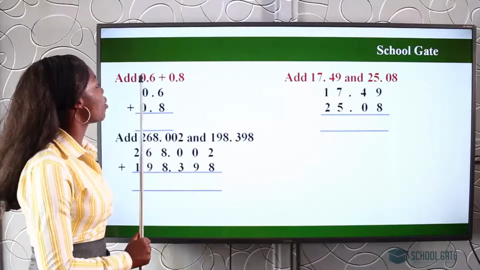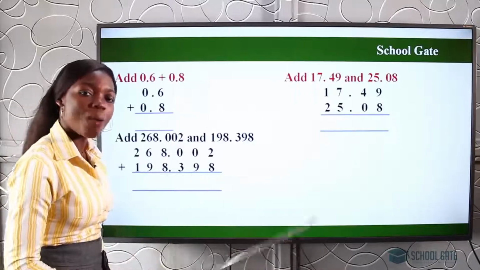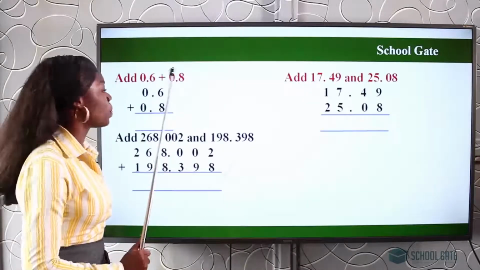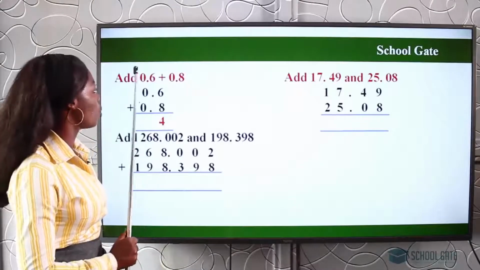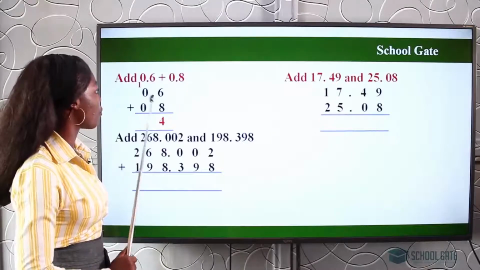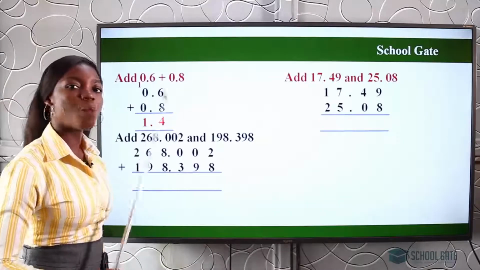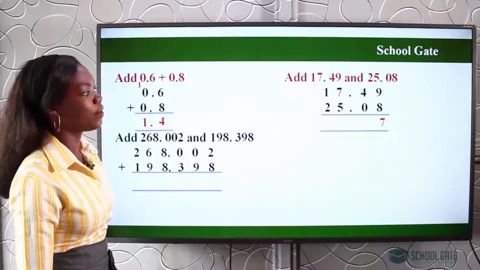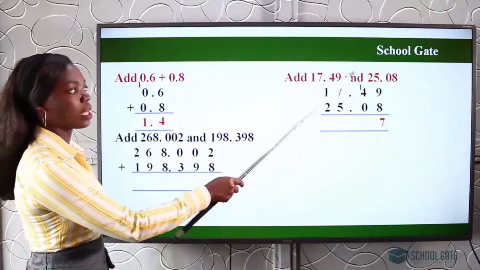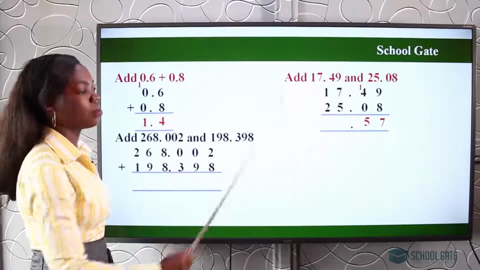So let's do 0.6 plus 0.8. We do our normal additions, okay? 6 plus 8 will give us what, kids? 14. So we have our 4, carry 1 over. 0 plus 0 is 0, plus our 1, we have 1. So we have 1.4. The same goes to this. 9 plus 8 will give us 17. We have our 7, carry 1 up. 1 plus 4 is 5. We put our decimal point.